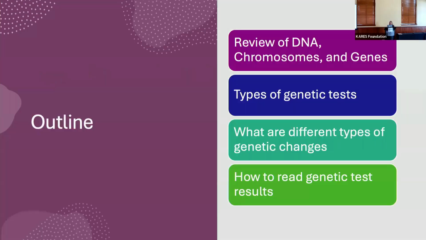Okay. So the outline for my talk is first to review DNA, chromosomes, and genes. And then we'll talk about different types of genetic tests. We'll talk about what are specific or different types of genetic changes, and then how to read a genetic test result.